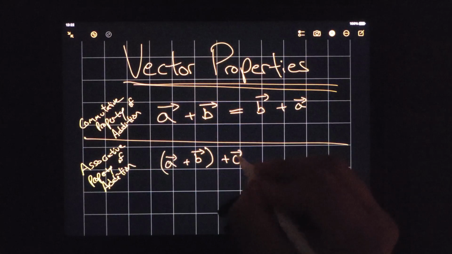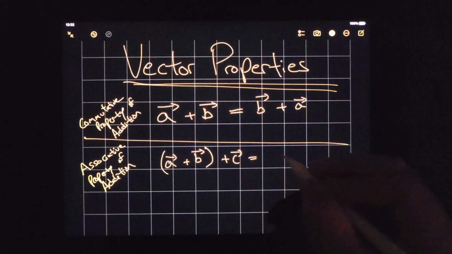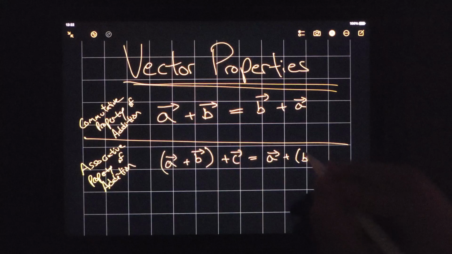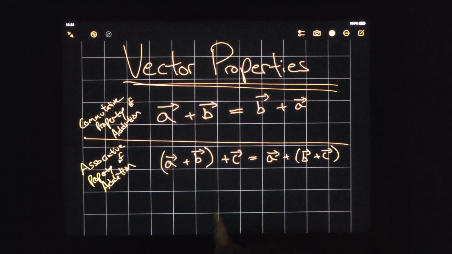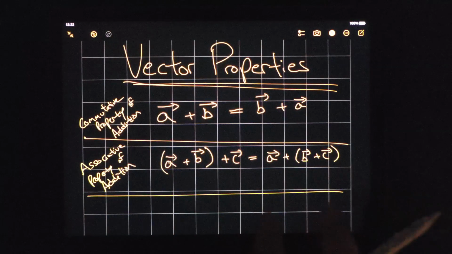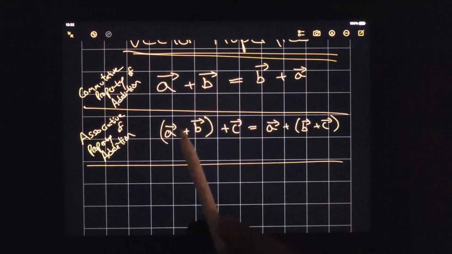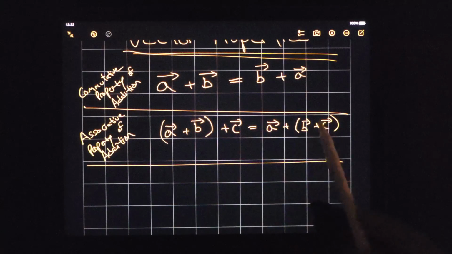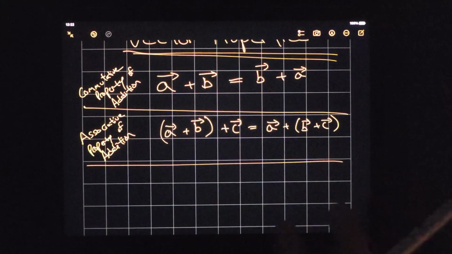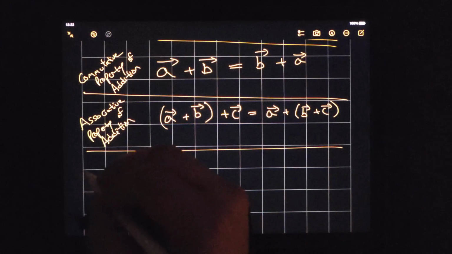Let's say you have these three. Well, this is the same as saying that this is the associative property, implying that these two are associated. That's the same as these two being associated in this expression.